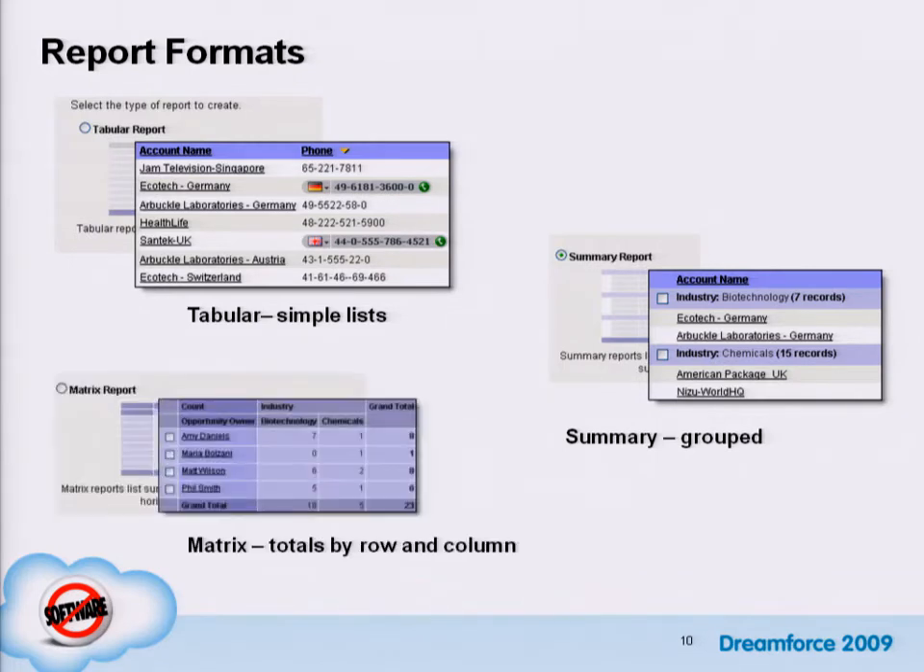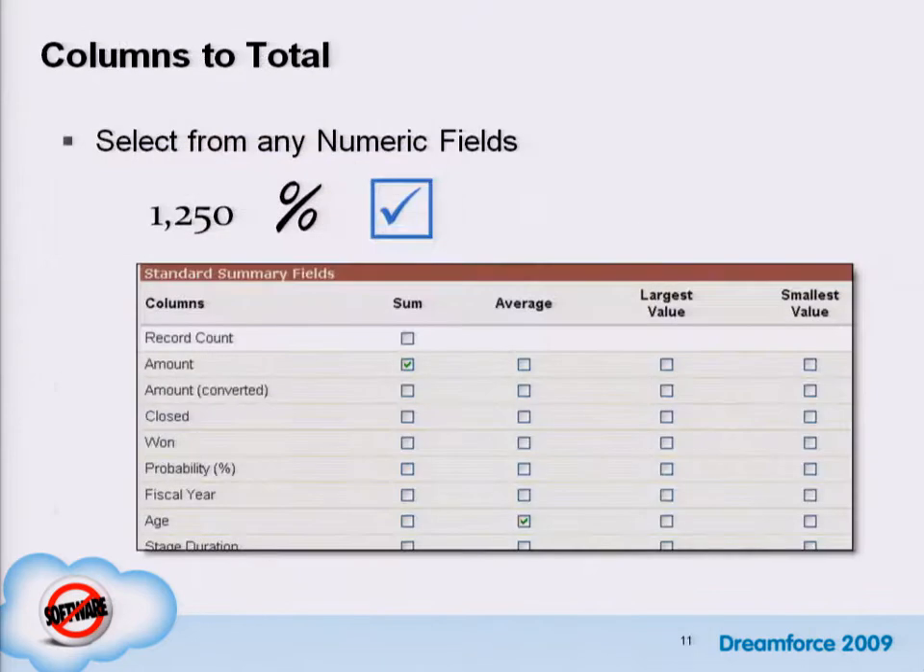Our third one is a matrix report. And this allows us to do grouping both across and down, such as all opportunities, grouped by the owner, as well as the industry. Okay? Next slide, please.